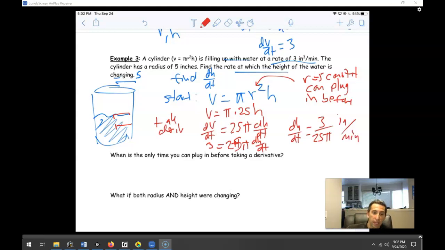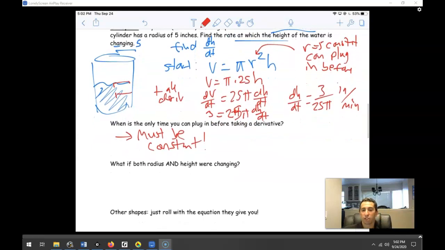Again, really one of the keys here: when is the only time you can plug in before taking a derivative? It must be constant. If something is constant, you can plug it in before you take a derivative. Any other time, if that quantity is changing, like in the cone where the radius and the height are both changing, we can't plug this in until after we take a derivative. But if it's constant, you can plug it in as soon as you like because it's not a changing quantity.